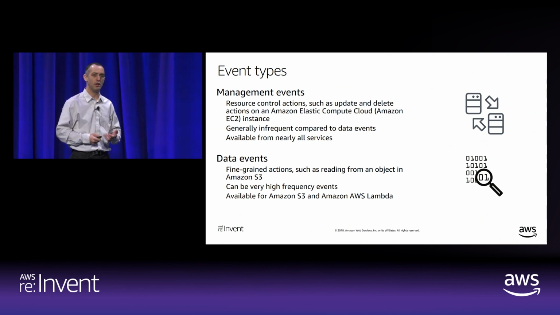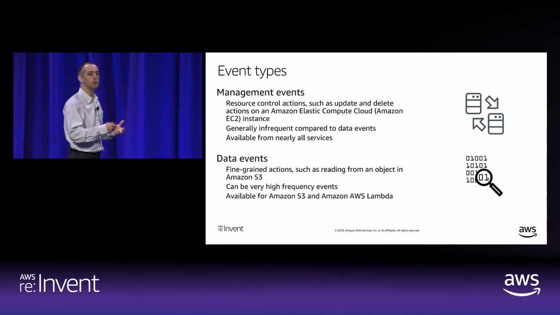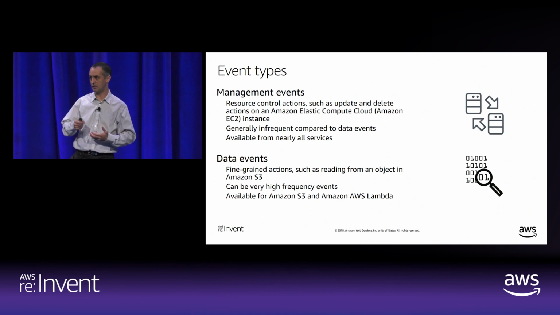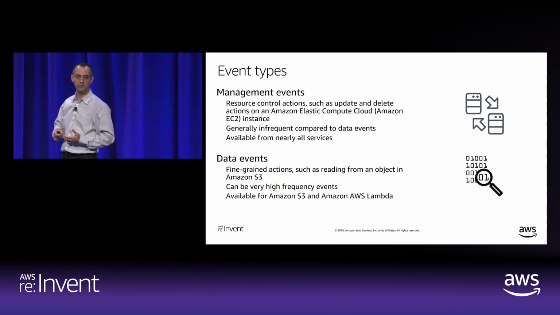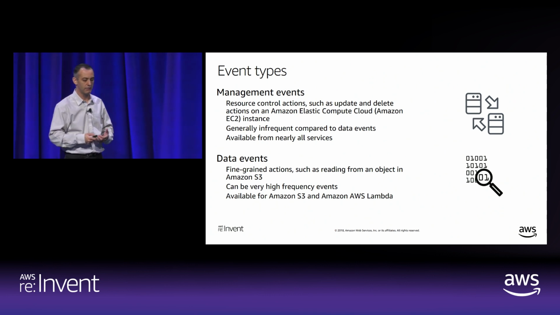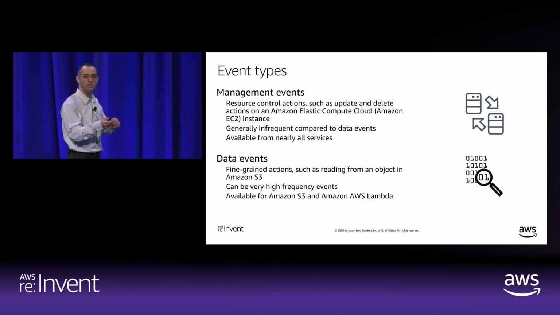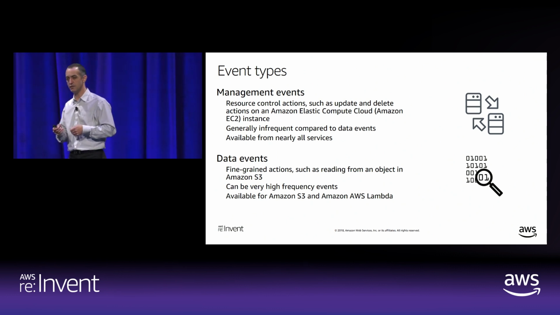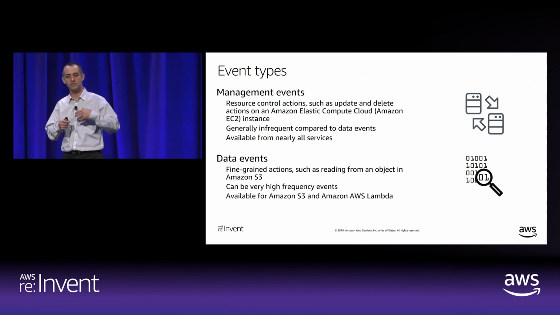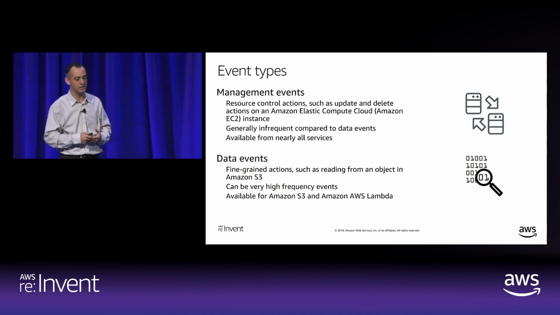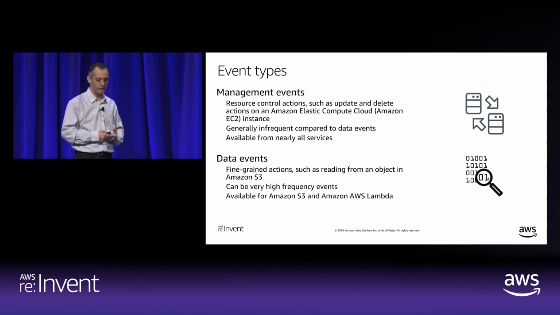Management events correspond to activities using AWS APIs which control resources in your account. You can think of things like creating an EC2 instance or deleting an RDS instance. These are usually relatively infrequent compared to data events. Data events are finer grain actions, things like interacting with individual objects or, say, executing a specific Lambda function. Much higher volume. This is something like reading from a specific object in an S3 bucket.